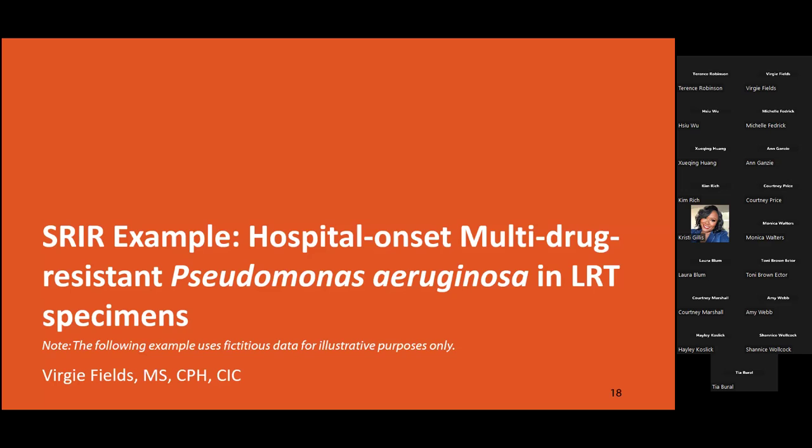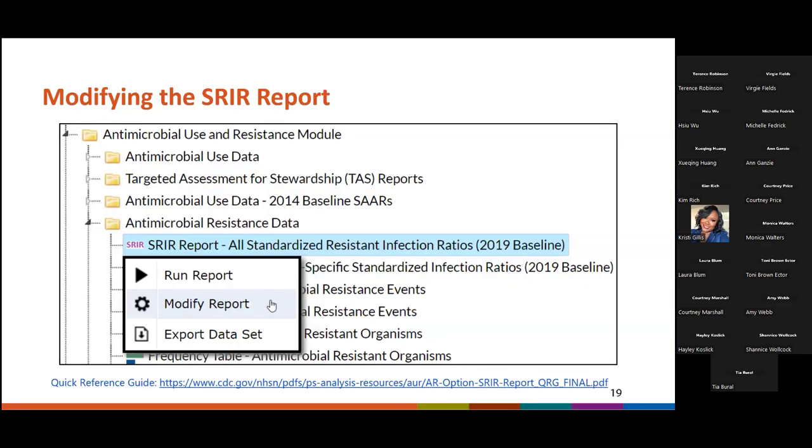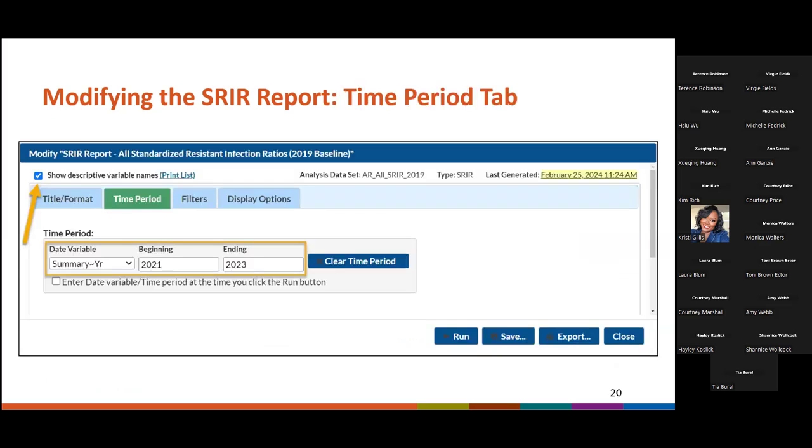Let's walk through an example SRIR report. We will specifically look at the SRIR for hospital onset multi-drug resistant Pseudomonas aeruginosa and lower respiratory tract specimens. Please note that the following example uses fictitious data for illustrative purposes only. First, we'll click the SRIR report and select Modify Report to bring on the modification screen. On the modification screen, we select the Time Period tab.